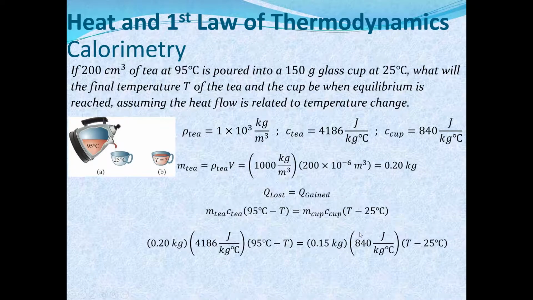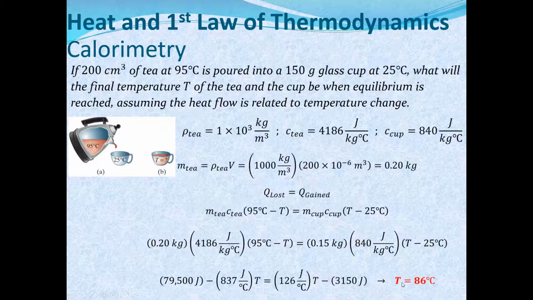All right, so we plug the numbers in that we have. We do some algebra, moving some things around, and we get that the final temperature is 86 degrees. So we notice that the temperature is much closer to the 95 degrees Celsius, the temperature that the tea was at, which again makes sense, because the specific heat for the tea is significantly higher than the specific heat for the cup, about 5 times greater.